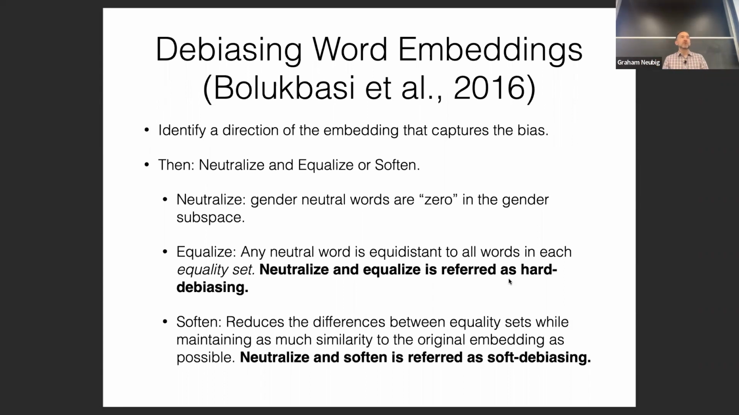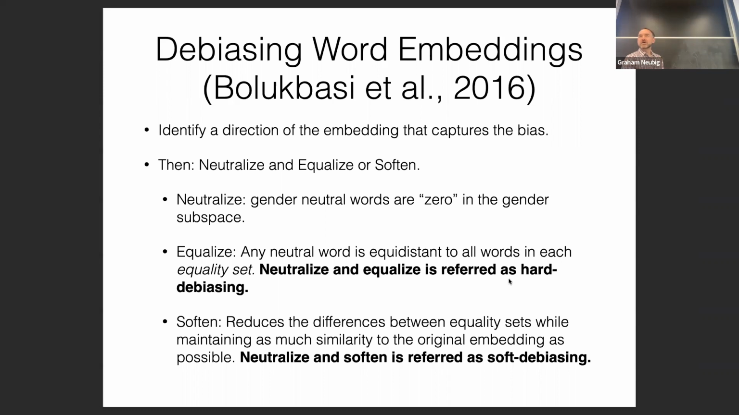So to give another example, debiasing word embeddings, which could also theoretically be used to debias sentence embeddings if you use the sentence-level word association tests that I talked about before. In order to do this, you can identify a direction of the embeddings that captures the bias, and then neutralize and equalize along this direction or soften the bias. So basically what neutralizing means is general neutral words are 0 in the gender subspace. So you identify a space and then identify that words are 0 in the space.